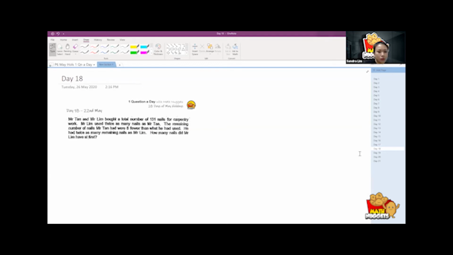This, I will use a model to solve. I'm going to draw a model. Once you draw the correct model, in fact, you will see very, very few steps. I think like 2 steps or something you can solve already. So we're dealing with Mr. Tan and Mr. Lim.